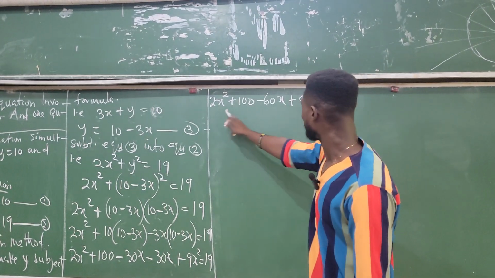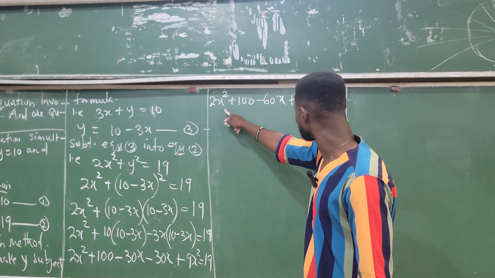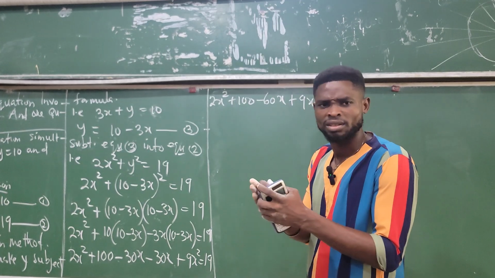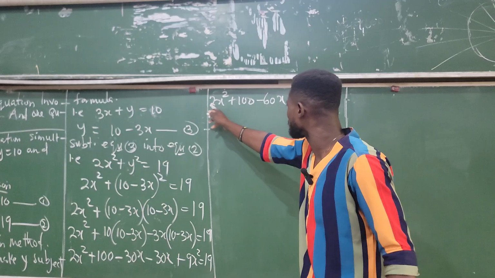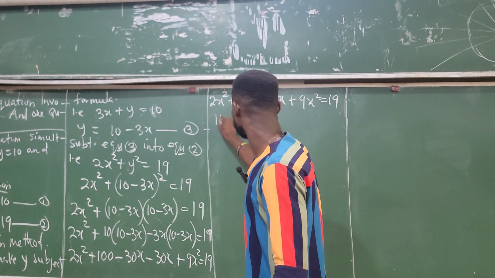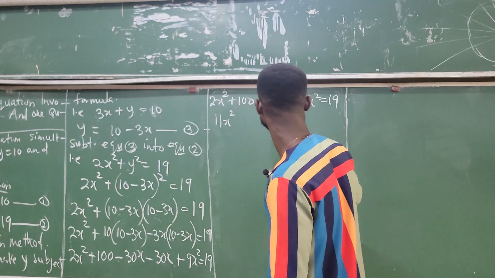This one and this one, they look alike, right? Good. They look alike. They have the same like term, x squared. So you can arrange them, bringing them together. So if you add them, 2 plus 9 is what? Is 11. So we can have 11x squared.